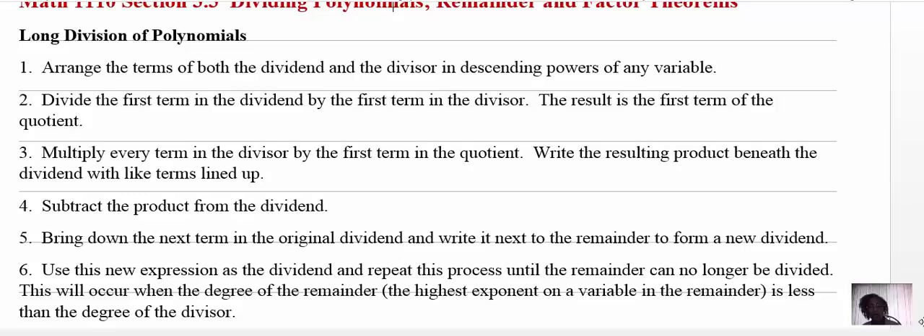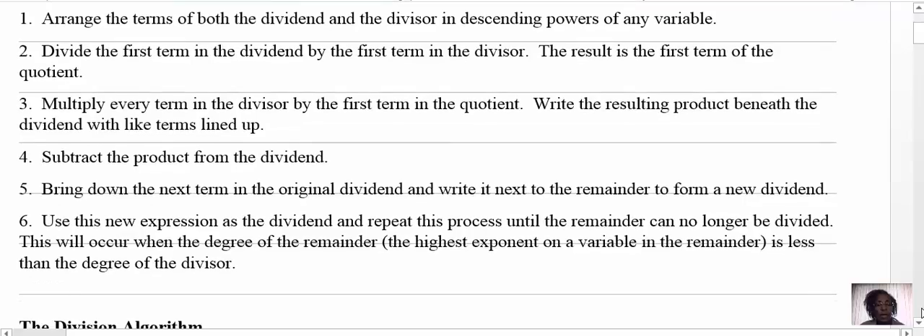And when we write our result, the product that results from this multiplying, we're going to make sure like terms are lined up. Then we subtract from the dividend, bring down the next original term from the original dividend, and write it next to the remainder to form a new dividend. And this new expression will become our dividend, and we will repeat the process that was described above. It's a lot easier to actually see this in action, and we will look at this process.